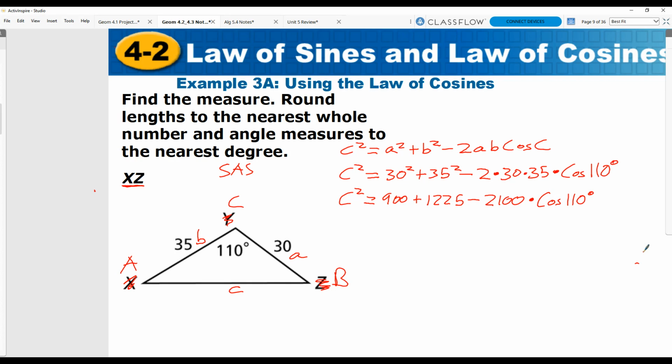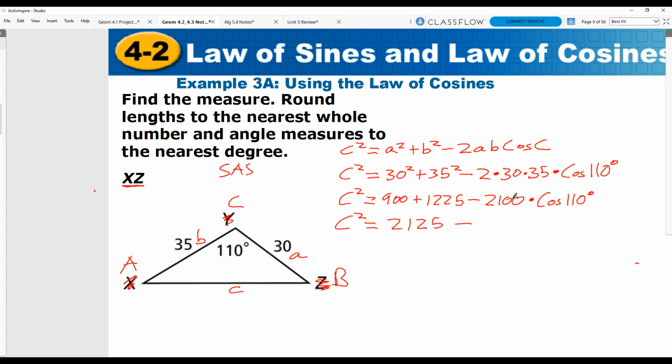Okay? All right, so that's what I got so far, just doing this step by step. Next I'm going to add these two numbers. So I have C squared is equal to 900 plus 1,225, which is going to get us 2,125, minus, and then in my calculator, I'm going to go 2,100 times cosine 110.